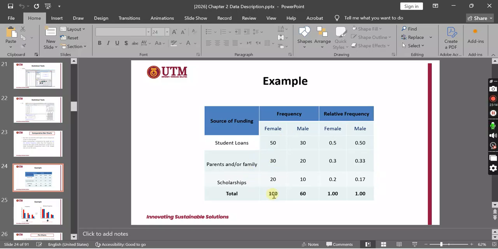30 divided by 100 is equal to 0.3. 20 divided by 100 is equal to 0.2. Now for male, 30 divided by 60 is equal to 0.5. 20 divided by 60 is equal to 0.33, and 10 divided by 60 is equal to 0.17. Okay, so the sum of each of them must be equal to 1.